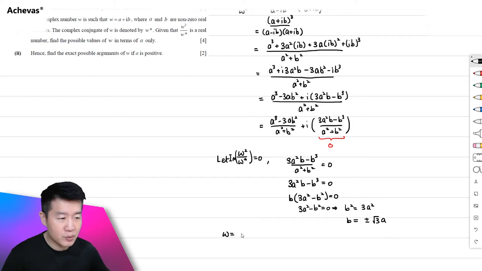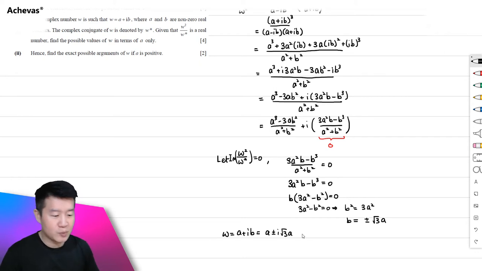So w, which is this a plus ib, we know now the two possible values of w. I'm supposed to write w in terms of a, so it'll be a plus or minus i of square root of 3 times a. So this will be the two possible values of w.